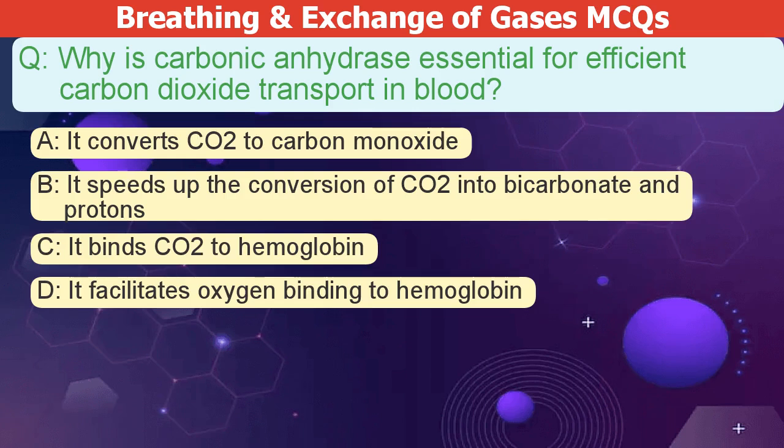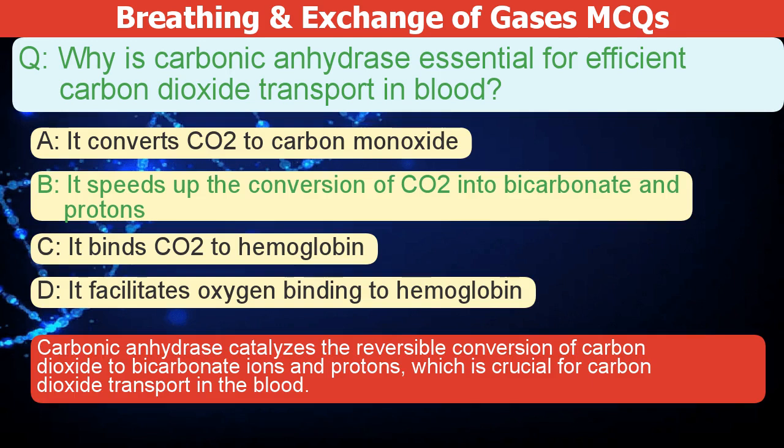Why is carbonic anhydrase essential for efficient carbon dioxide transport in blood? A. It converts CO2 to carbon monoxide. B. It speeds up the conversion of CO2 into bicarbonate and protons. C. It binds to hemoglobin. D. It facilitates oxygen binding to hemoglobin. The correct answer is B. Carbonic anhydrase catalyzes the reversible conversion of carbon dioxide to bicarbonate ions and protons, which is crucial for carbon dioxide transport in the blood.